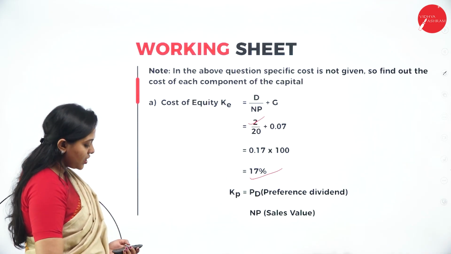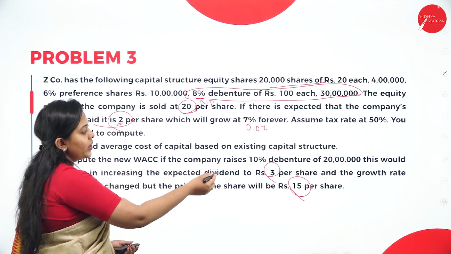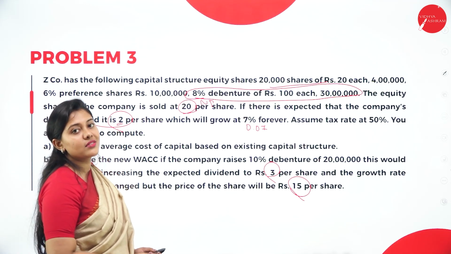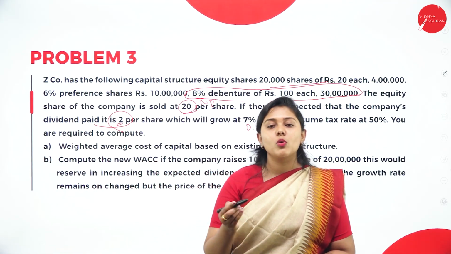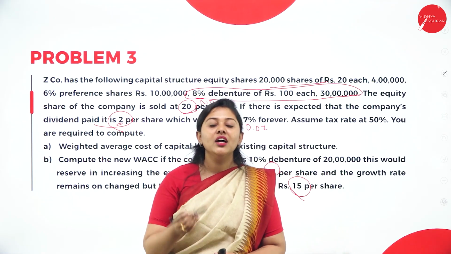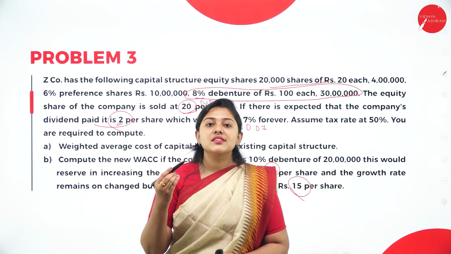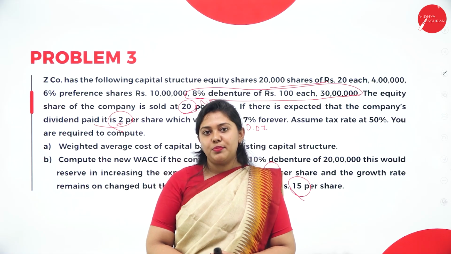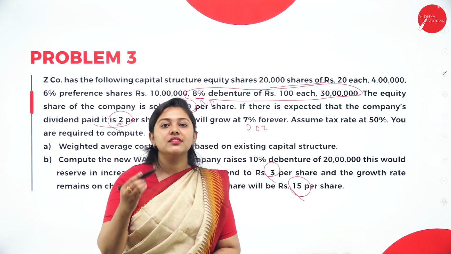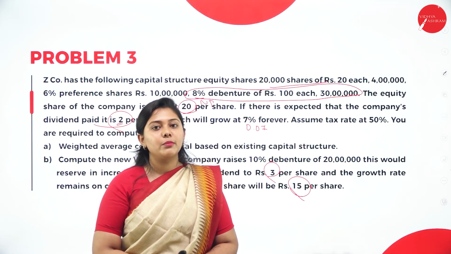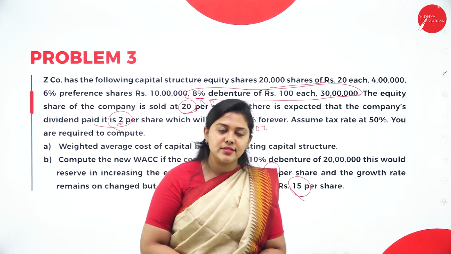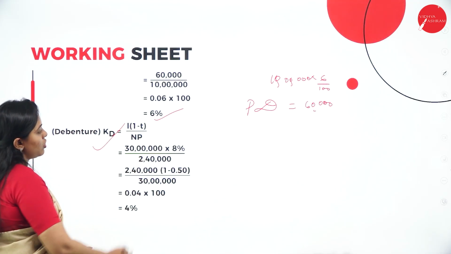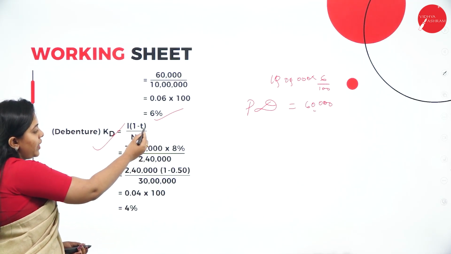So tax rate is given. Yes, tax rate is how much? 0.50 because it is 50%. So irredeemable after tax formula. So what is irredeemable after tax formula? Interest into 1 minus tax divided by net proceeds. So anything, 1 minus tax, interest divided by net proceeds. Both ways it is similar. The answer will be similar. Cost of debenture: interest into 1 minus tax.